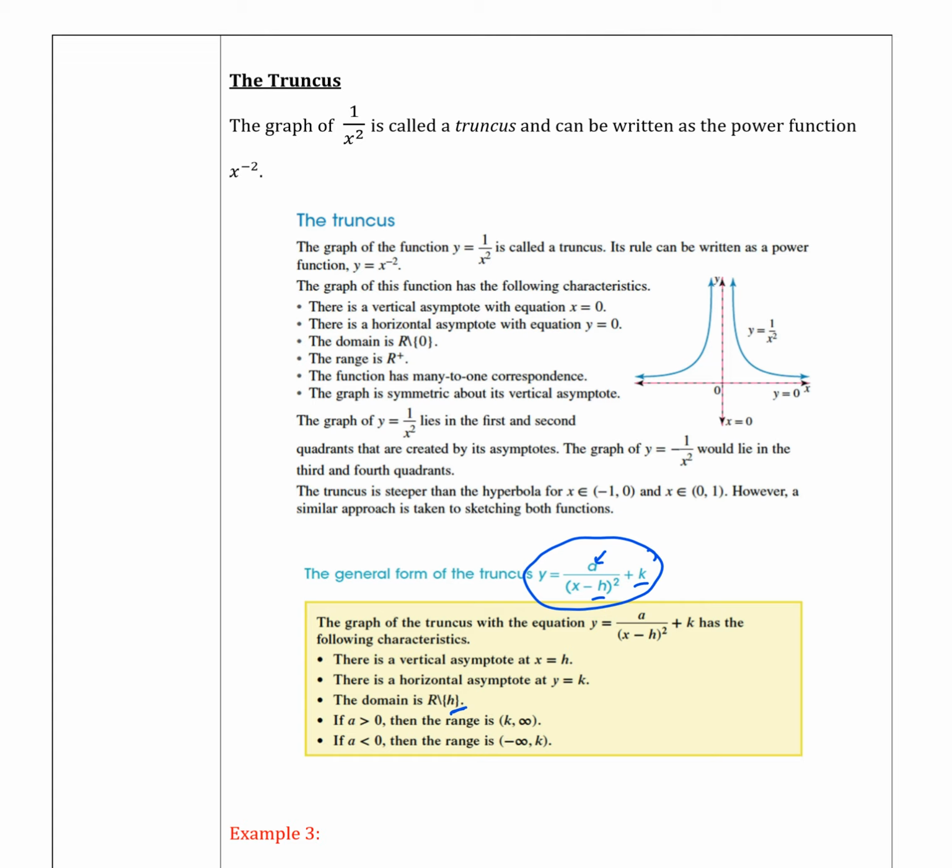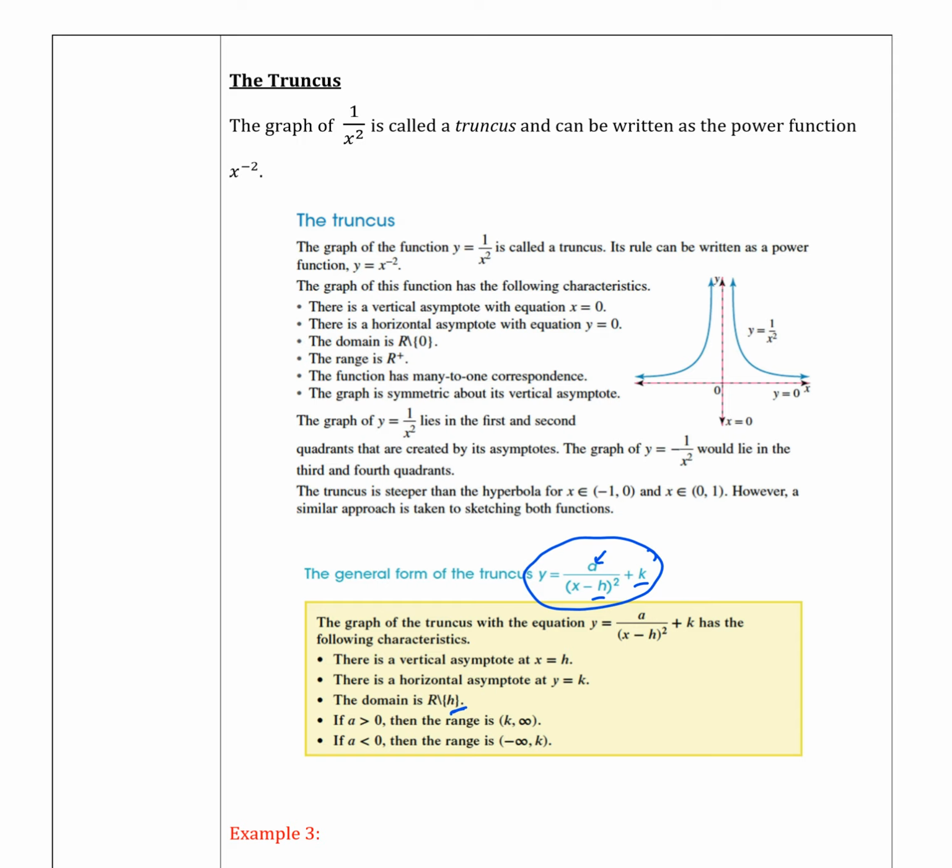But the range, in fact, is quite different. Because the truncus always travels in one direction, rather than having a range that is reals but not something, you could also see that the range would be either something to infinity or negative infinity to something.